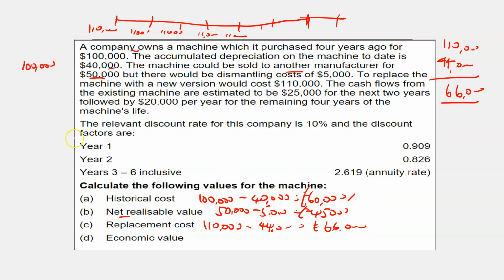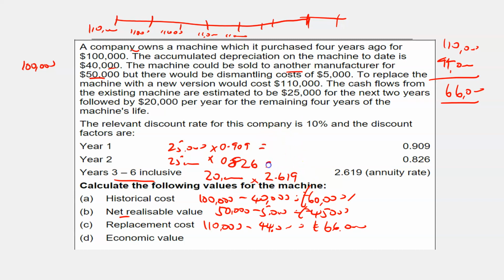Then the economic value, I'm going to go to the text because I've done this video, really is looking at the present value ultimately of what's going on here. So it tells us that the cash flows for the existing machine for the next 2 years will be 25,000, and then 20,000 for the remaining 4 years, which is why they give you all of this. So literally, if I multiply that, I can find the present value. The economic value is the present value times 2.619.